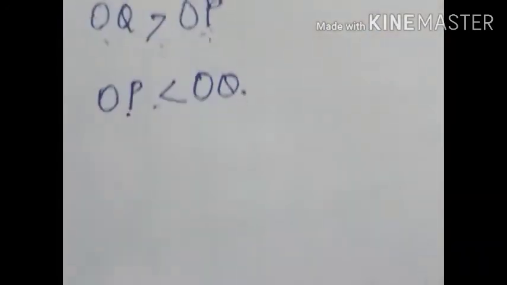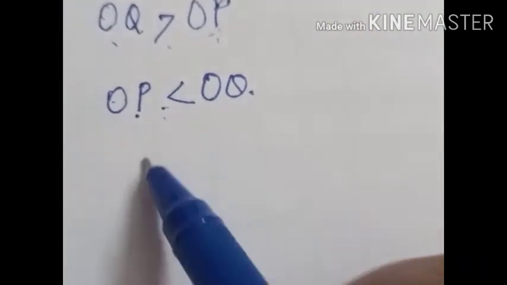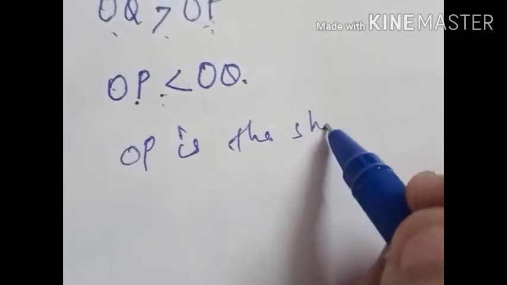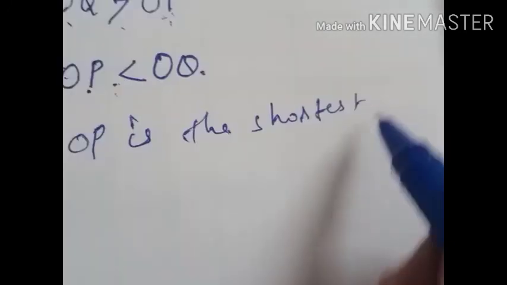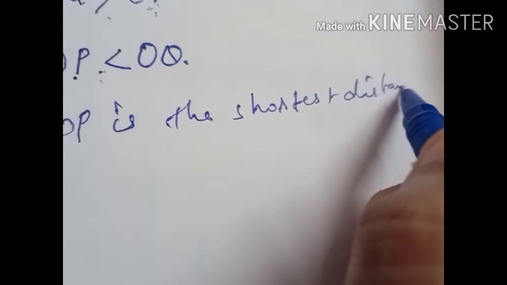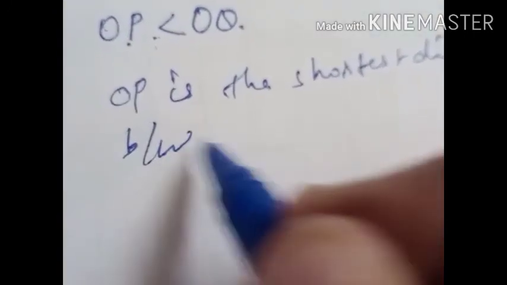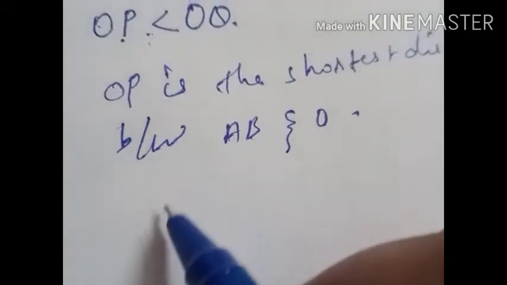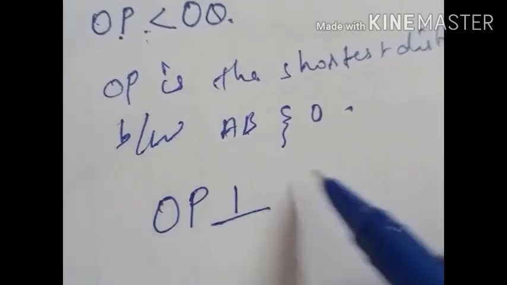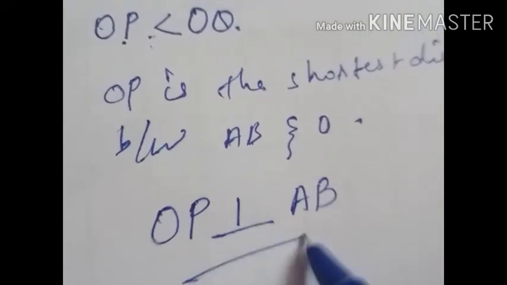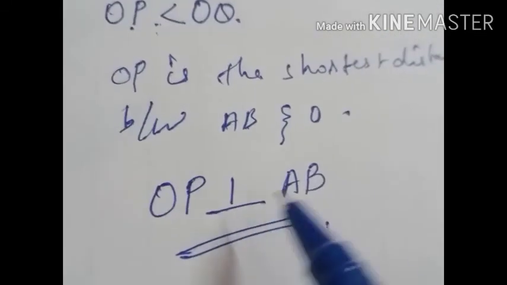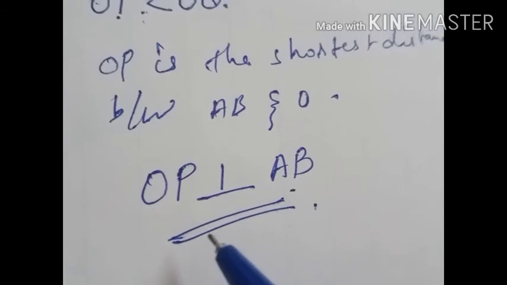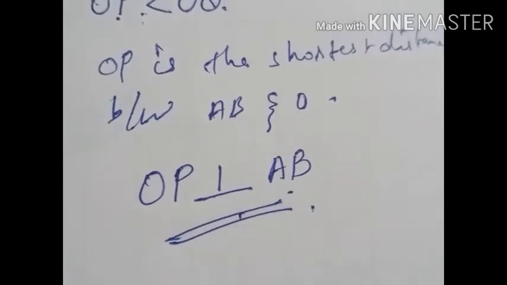So here OP is the shortest distance between AB and O. So we can say that OP should be perpendicular to AB. This we have to prove. So hence it is proved.